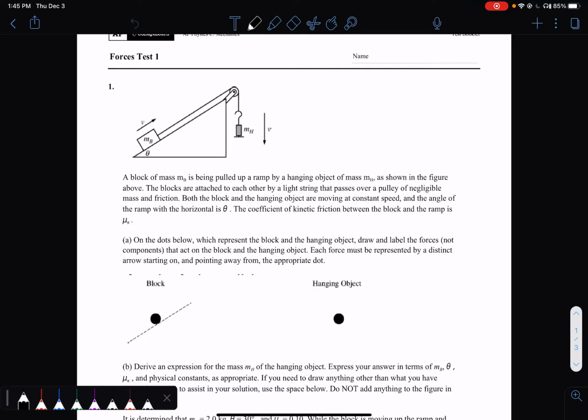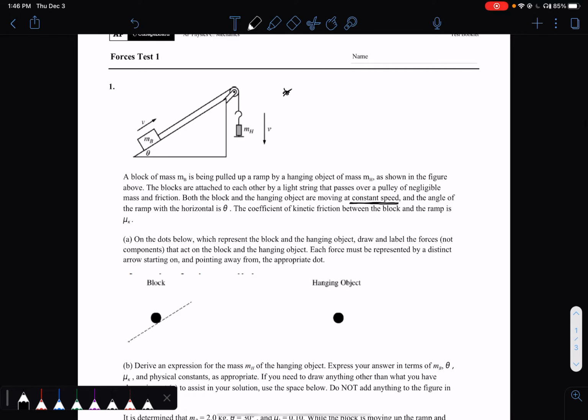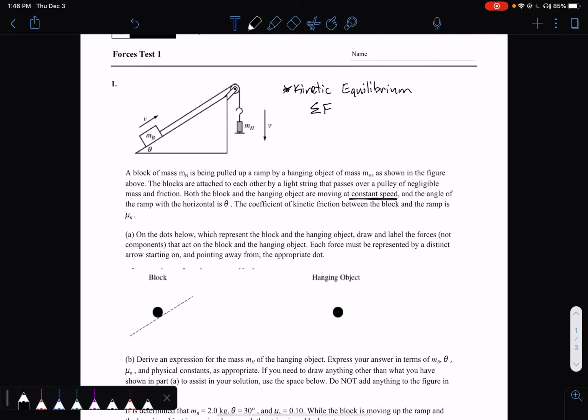We'll be going through the free response question and also how the points were allotted for it. In this question, we have a key phrase that a lot of people missed, and that was that this system was moving at a constant speed. Constant speed means that we are at kinetic equilibrium, so all of our forces need to add up to zero. Our acceleration is zero while this system was moving.